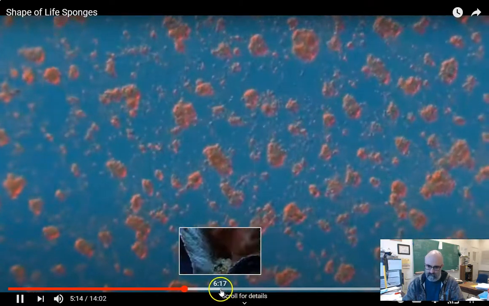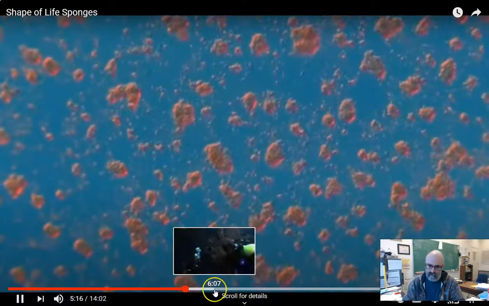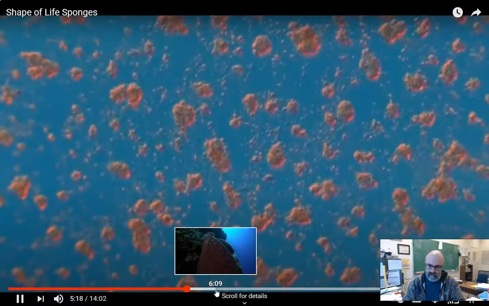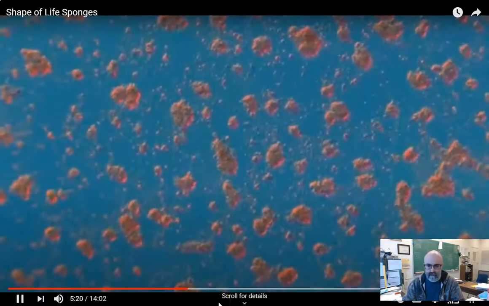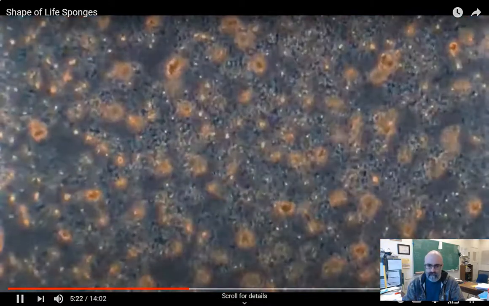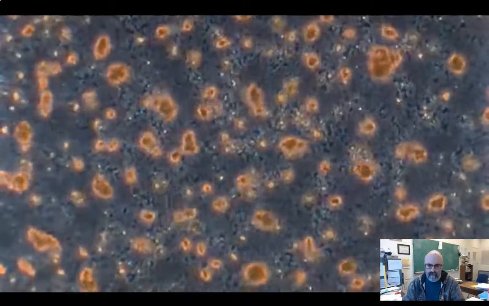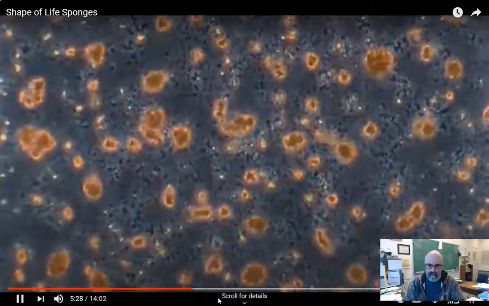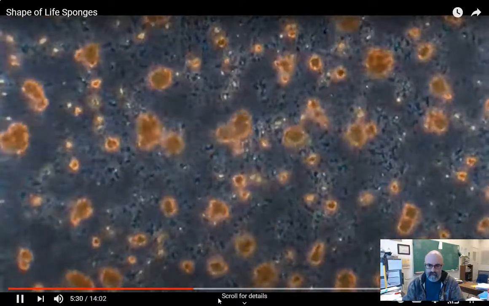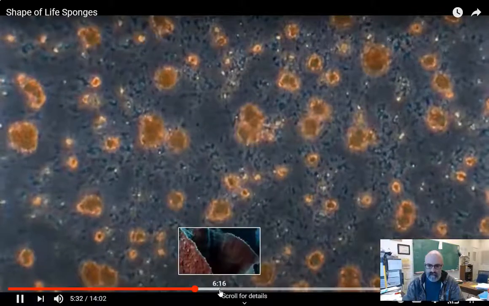If a sponge is passed through a sieve, its cells are separated. But somehow the cells still recognize each other. Over several hours, they begin to come together, building many new sponges. No other plant or animal can resurrect itself this way.